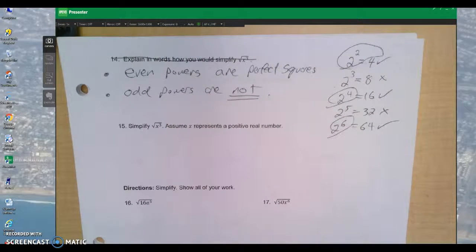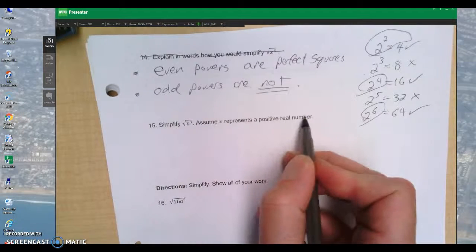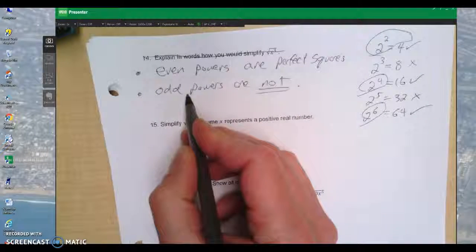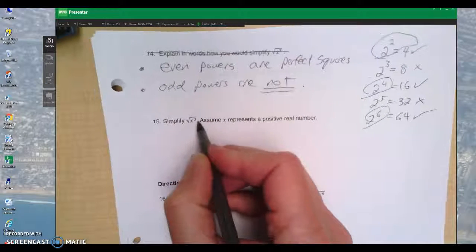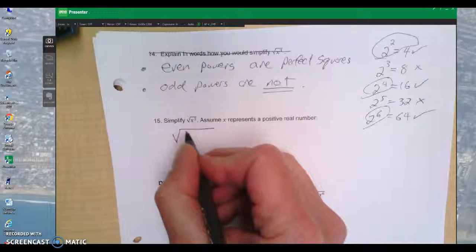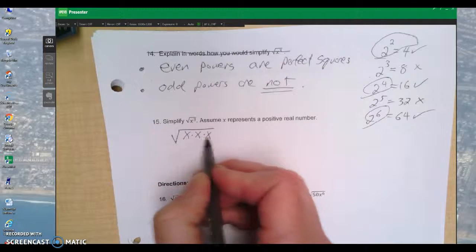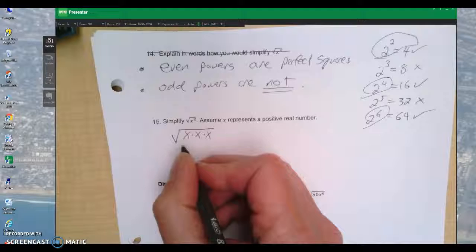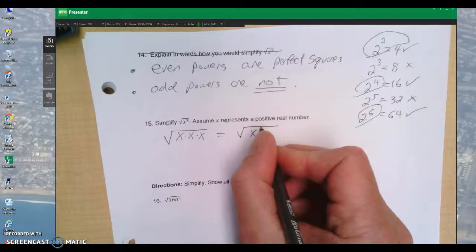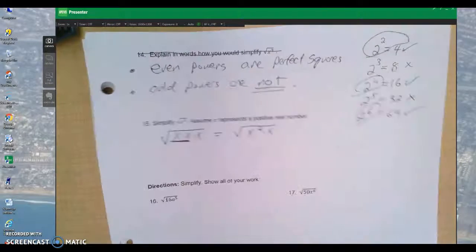So how do we use this? Well, this is not a number. This is any positive real number. We don't know what, though. So since this is an odd power, it's not a perfect square. So we can't take the square root of this. But we can do something about it. Can you rewrite this as x times x times x? X to the third is really the same as that. Well, what if I rewrote that as x to the second, those two, times another x?